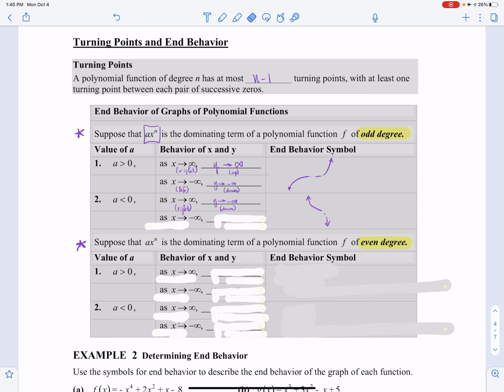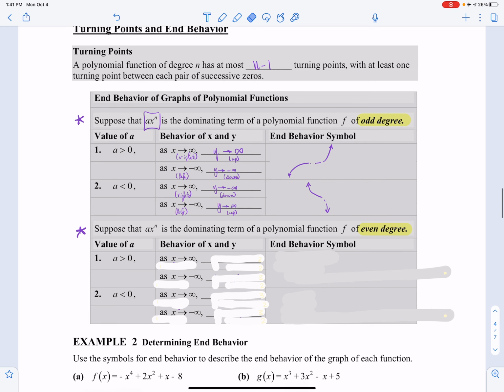And then secondly, as my x's are going towards negative infinity, well, that's this side of the graph. And so we'll say that our x's are going to the left. What are our y's doing as x is going to the left? Well, my y's are going up to positive infinity.